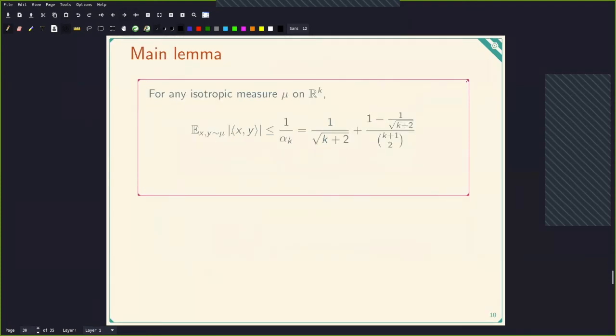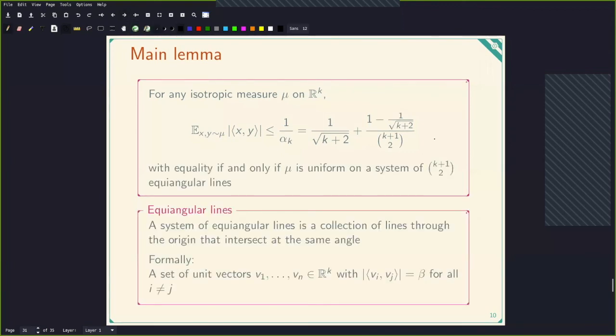So, it turns out that for any isotropic measure mu on R^k, if I look at this first moment, it's at most 1 over that really silly looking alpha_k from the beginning. And I'm going to write 1 over alpha_k in what probably looks like a bit of a weird form here. People like Emily know what's going on, so it probably doesn't look that weird. I actually have no idea where that's coming from. Oh, well, we'll see in a second. And we get equality in this if and only if mu is uniform on a system of k plus 1 choose 2 equiangular lines.